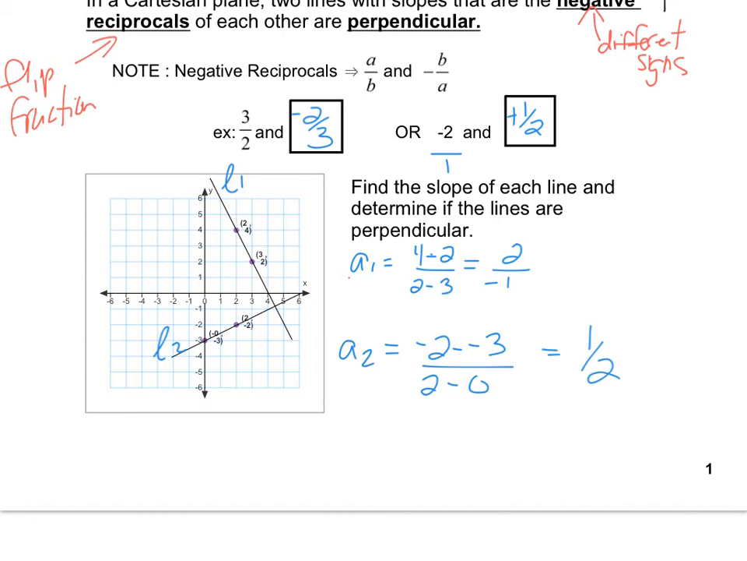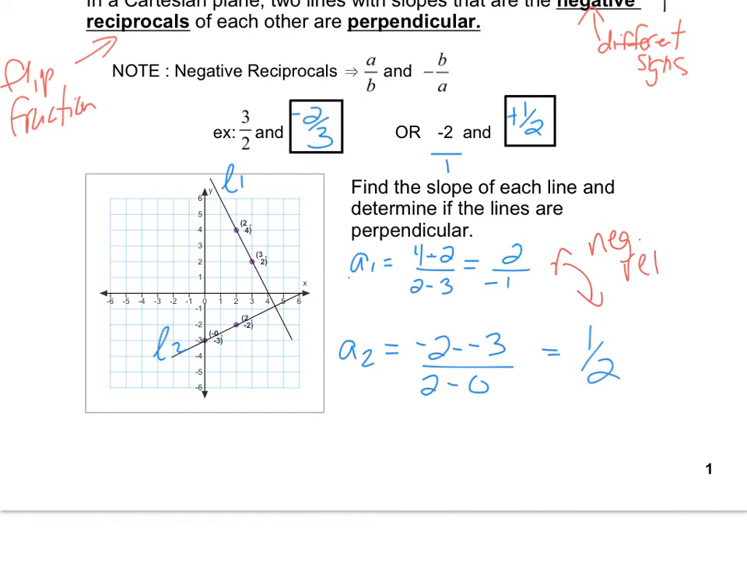So hopefully you found the slopes. Hopefully you got the same thing as I did. So for line 1, here's the work. I ended up getting 2 over -1. For line 2, we get a slope of 1/2. Are these two negative reciprocals of one another? Well, if we start here, to find the negative reciprocal of this, we flip the fraction, so it becomes 1/2, and we change the sign. Well, since my slope was negative, now it's positive. So they are negative reciprocals.